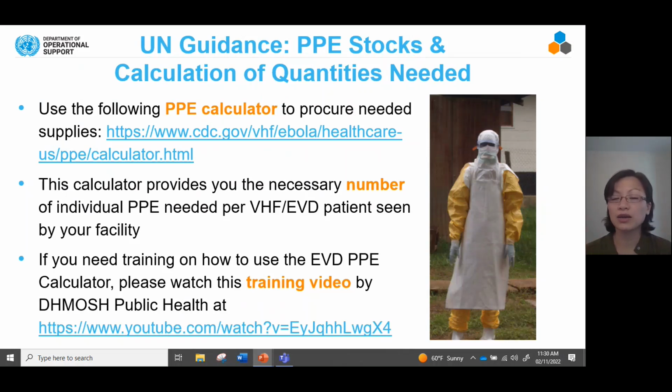Something else that we had sent out to all missions last year was the need for everyone to make sure that they have enough PPE stock on hand, as well as how to calculate the quantities needed. So we have given to everybody this PPE calculator that's from CDC, and it will tell you what are the individual types of equipment and pieces that you need per patient that you're expecting to see. If you need a training video on how to use the calculator, you can watch this video here.